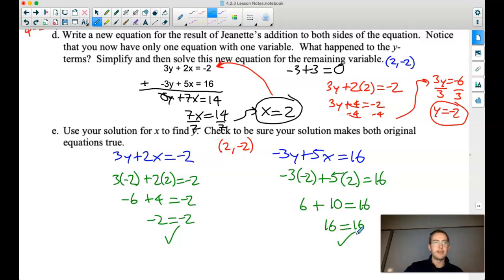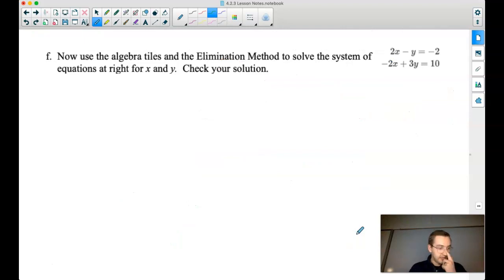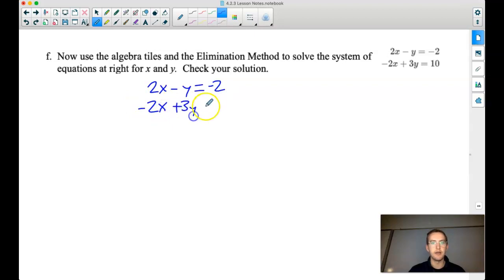So let's try another one together here. Go to the top of the next page, 56F. We're going to take both of these equations and solve by elimination one more time. So I'm going to first rewrite these. Our top equation, 2x minus y is equal to -2. Minus 2x plus 3y is equal to +10.